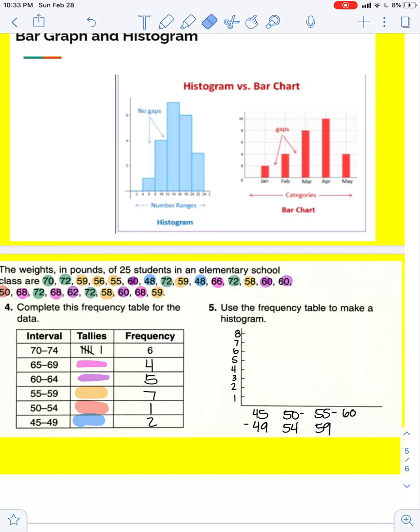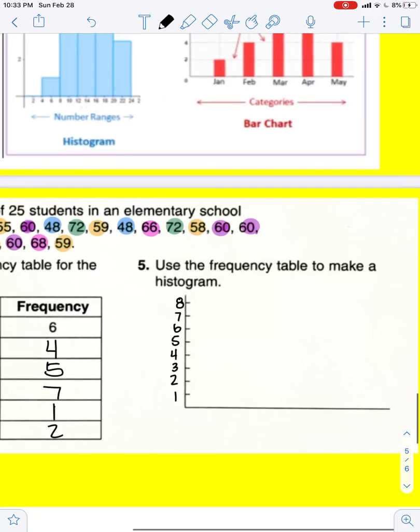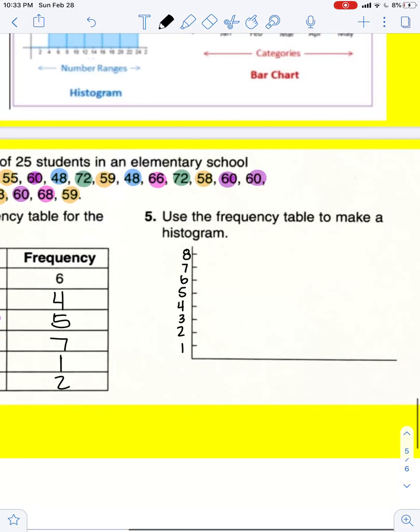60. Oh, I'm running out of room. Okay, hold on. Let me zoom in so I have some more space here. Okay, so 45 through 49. 50 through 54. 55 through 59. 60 through 64. 65 through 69, and then 70 to 74.